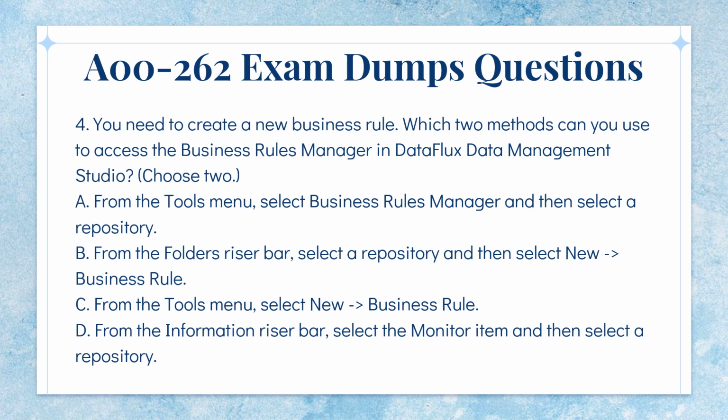Choose 2. A. From the Tools menu, select Business Rules Manager and then select the repository. B. From the Folders riser bar, select the repository and then select New, Business Rule. C. From the Tools menu, select New, Business Rule. D. From the Information riser bar, select the Monitor item and then select the repository.